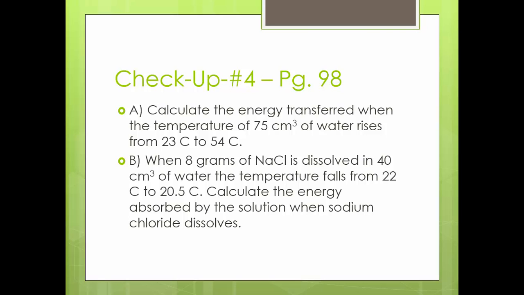And in part B, you have 8 grams of salt dissolved in 40 milliliters of water. Temperature falls, so it's endothermic, from 22 to 20.5 degrees Celsius. Calculate the energy absorbed by the solution. The 8 grams of sodium chloride is not involved in the calculation. The 8 grams is involved in the temperature change. That's why if you had more grams, you'd have more temperature change. You just convert the 40 milliliters of water to grams, and that would be your mass for MCAT.